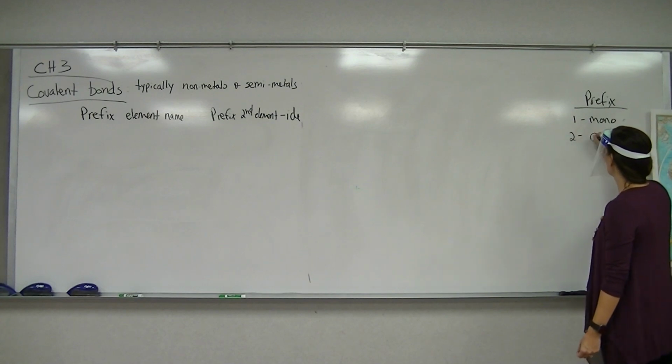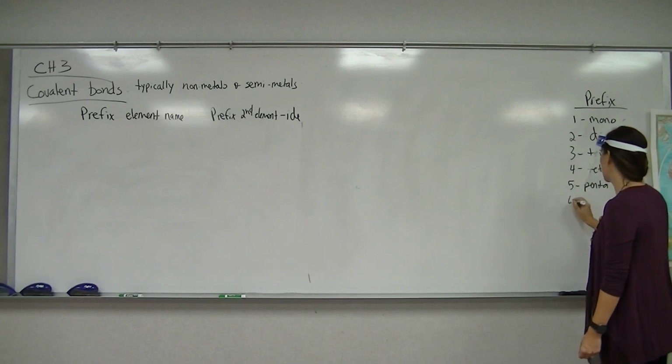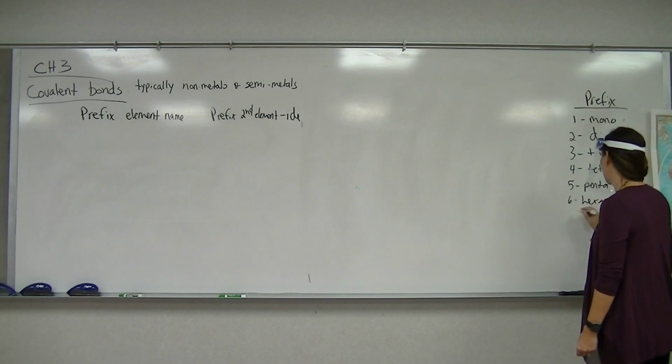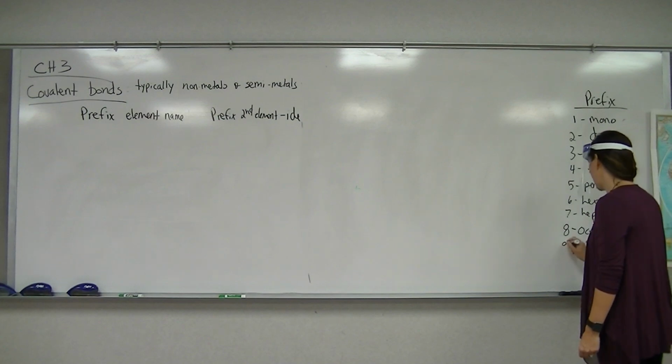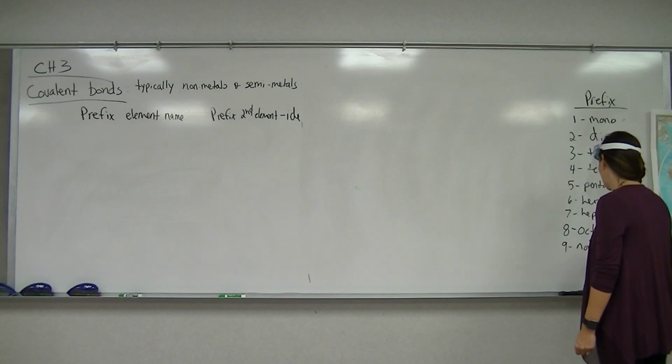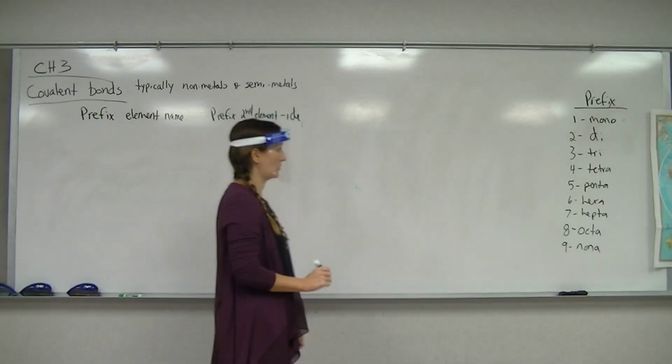If you have 1, it's going to be mono. 2, your prefix will be di. 3, tri. 4, tetra. 5, penta. 6, hexa. 7, hepta. 8, octa. So we have 9, nona, and I think that's all. We don't ever go past 9 in this course, so I'll stop there.